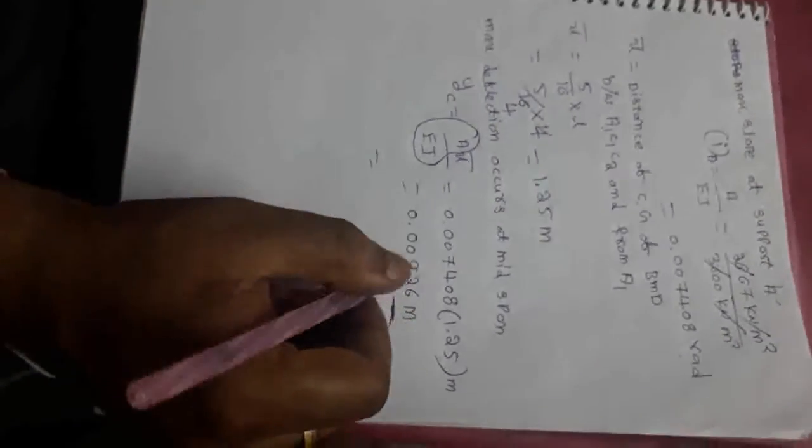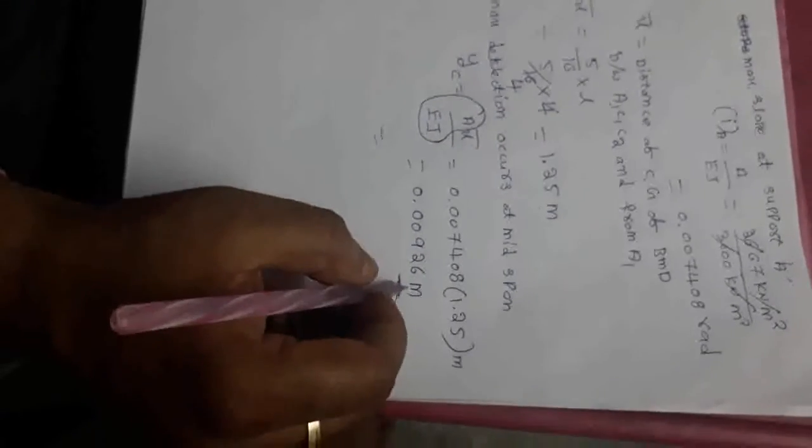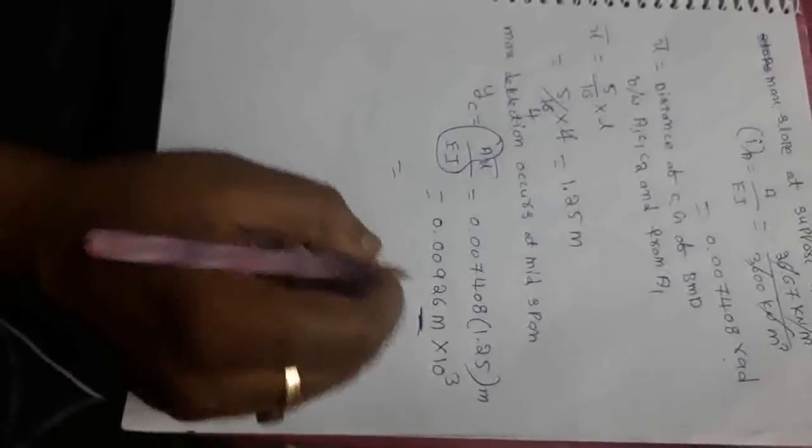You can also change these meters into mm. For changing into mm, you multiply with 10 to the power of 3. After multiplying by 10 to the power of 3, you get 9.26 mm. So this is the y C value. This is the problem, and using Mohr's theorem 1 and Mohr's theorem 2, you can get the maximum slope and deflection.